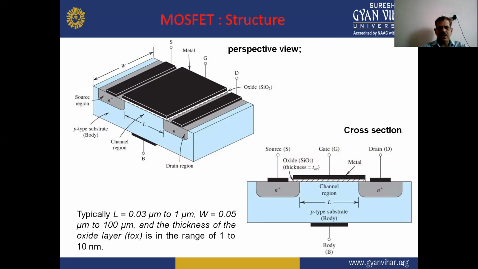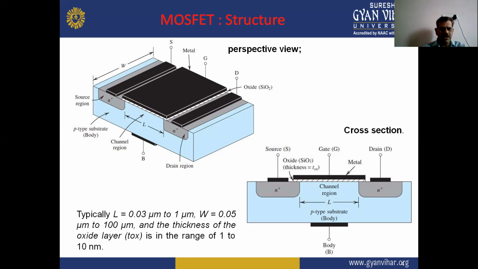That is the structure of the metal oxide semiconductor field effect transistor device. Typically in this diagram, the length L is equal to 0.03 micrometer to 1 micrometer, and the width is equal to 0.05 micrometer to 100 micrometer, and the thickness of the oxide layer is in the range of 1 to 10 nanometer. So these are the dimensions of the MOSFET structure.